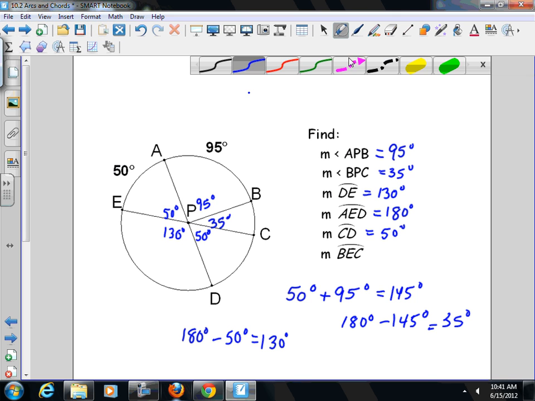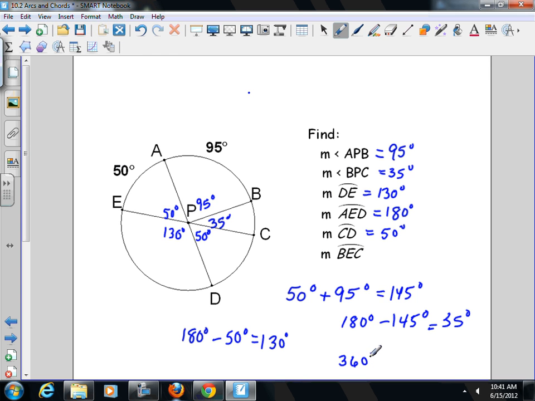Lastly, we want to find the measure of major arc BEC. Well, we know it's 360 degrees all the way around the circle. And if we just take out this 35 degrees right here, because that's the only part that's not being included, we take 360 minus 35. That gives us 325 degrees, which gives us the measure of major arc BEC.